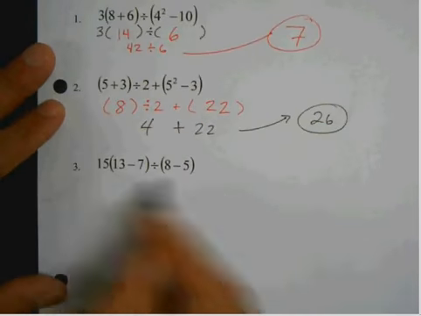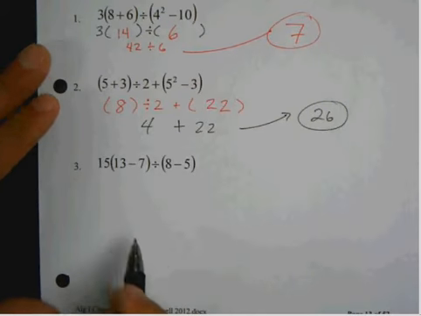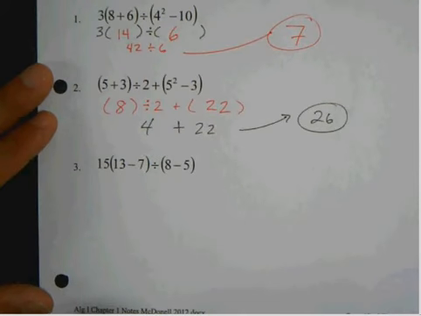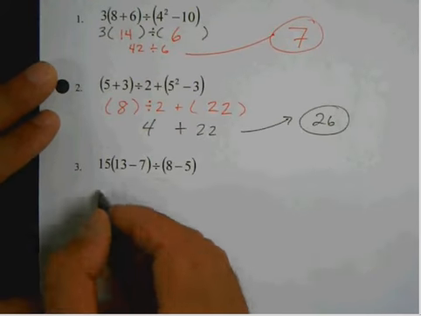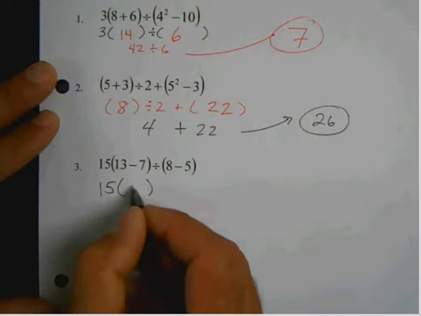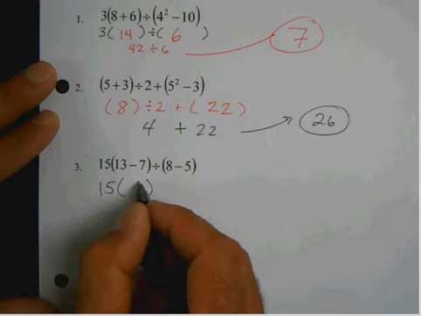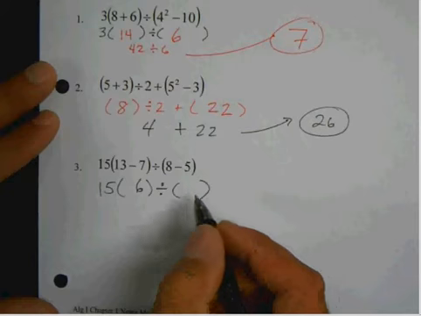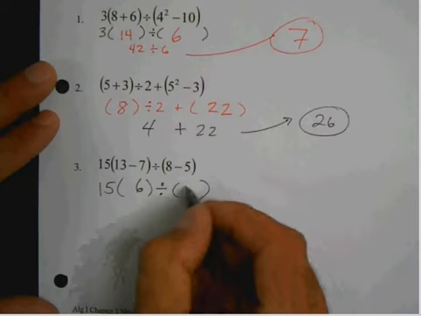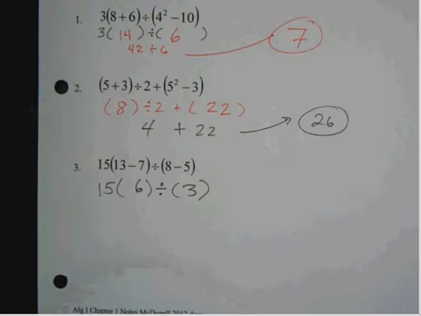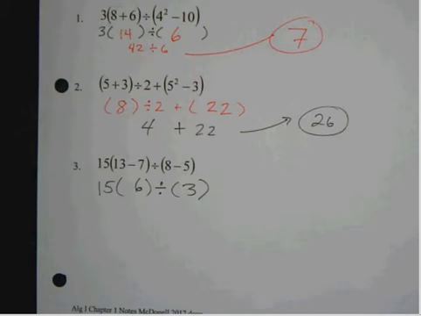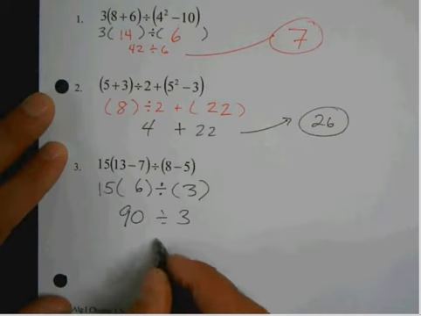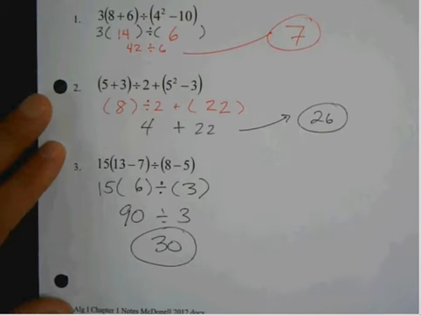All right, what's first on this next one, on number 3? What's first? Someone who hasn't been jumping in here. Let's get some new people to jump in. Allison. 13 minus 7. Okay, so that is? 6. Good. Divided by the other parentheses, 8 minus 5. Patrick? 3. Okay. Can anyone do 15 times 6 in their head? Ethan? 90. And 90 divided by 3? 30. Very good. Pretty straightforward?